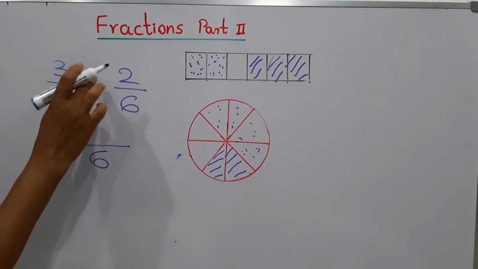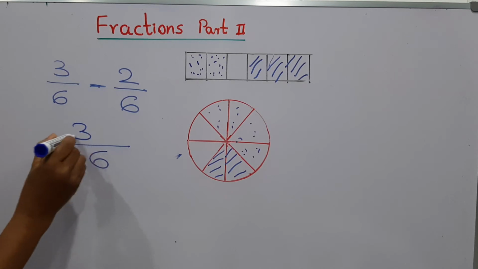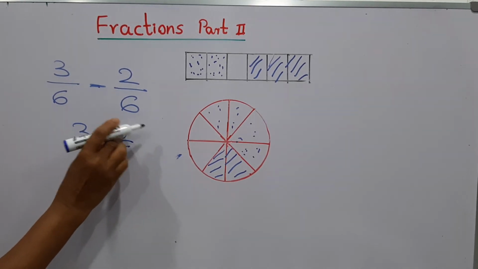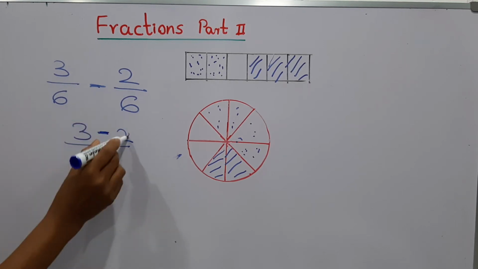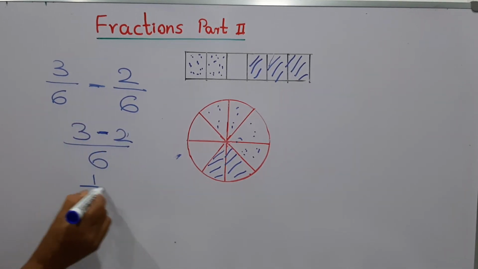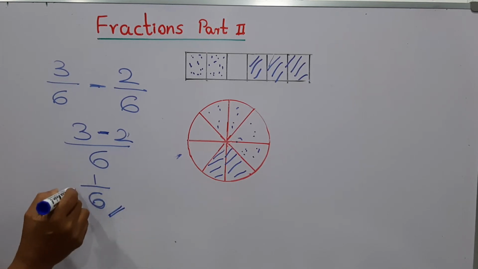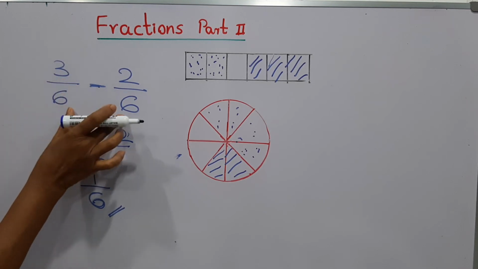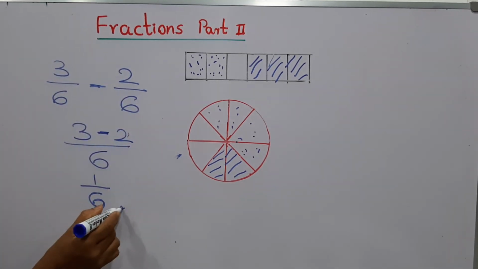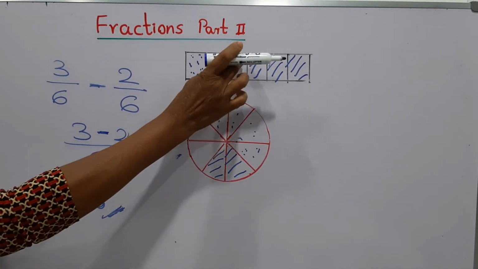Now when we check the denominator is same, we just put denominator under the divisional line, then below the divisional line we are going to write numerators, then two numerators 3 and 2. What we have to do? Subtract. Then 3 subtract 2. What is the answer? 1 sixth. This is the fraction. When we subtract these two fractions, the answer comes like this. Then this figure shows this answer.